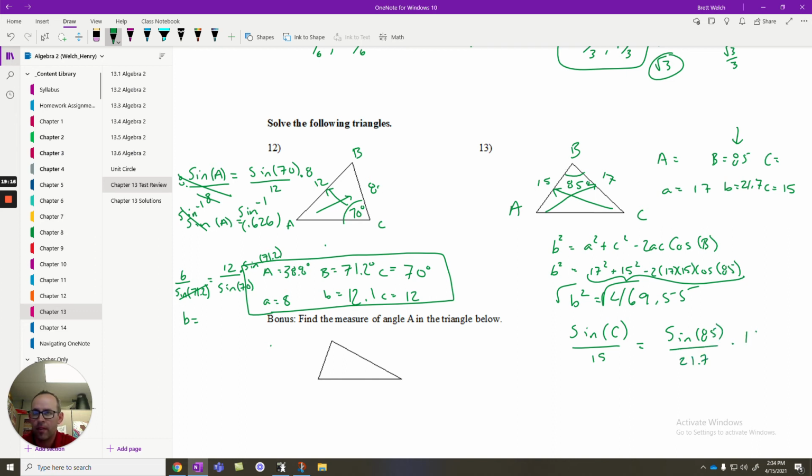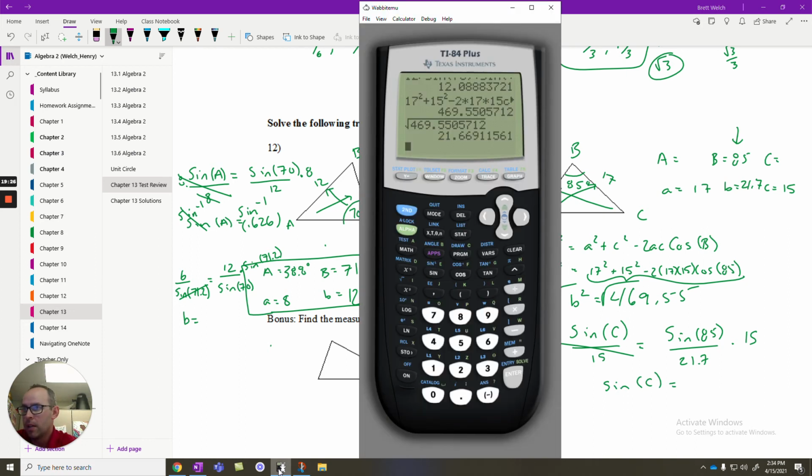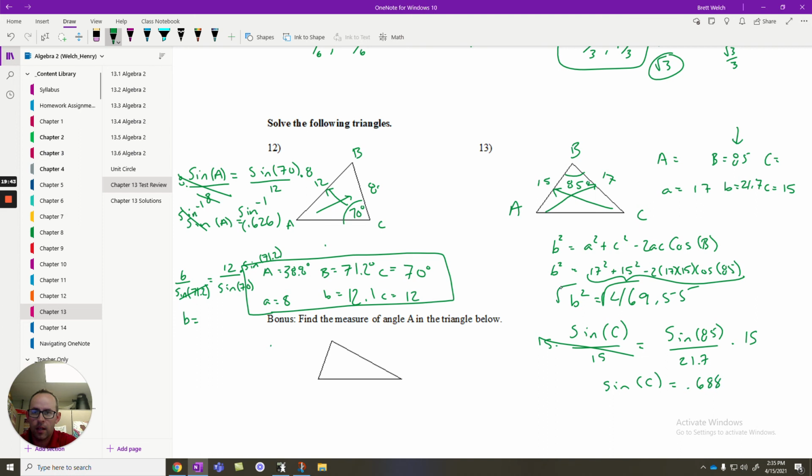Here I'm going to multiply by 15 to get rid of that 15 down here. And I'll have the sine of big C equals some number that's going to come out of the calculator. So let's evaluate that. We'll start with the sine of 85 divided by 21.7 times 15. And we get 0.6886. And then we need to take a sine inverse in order to get that C alone.